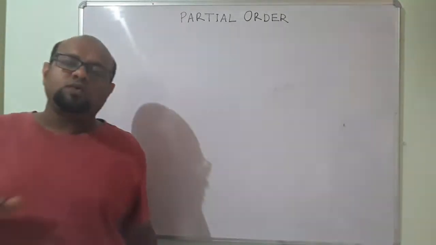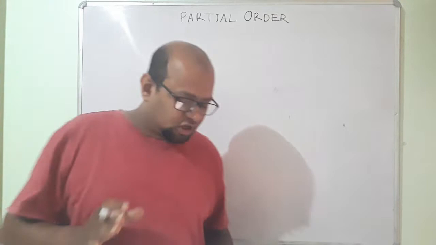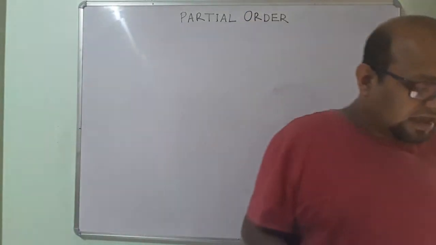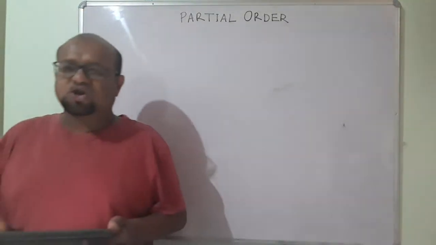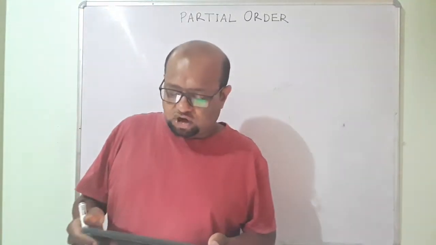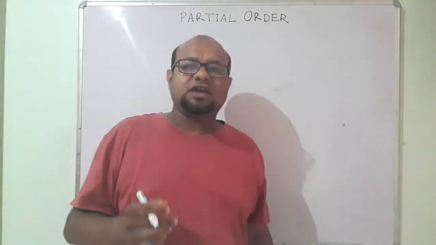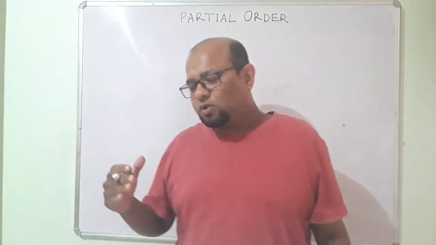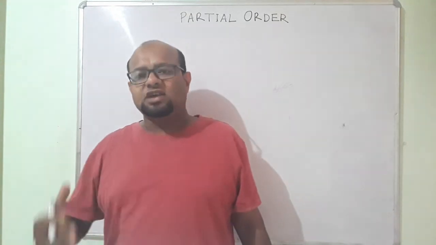In today's video we are going to look at another topic. It is called partial ordering. So what is a partial ordering? Let us start with the definition. A relation R on a set S is called a partial ordering or a partial order if it is reflexive, antisymmetric and transitive.